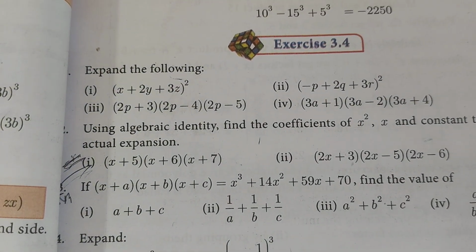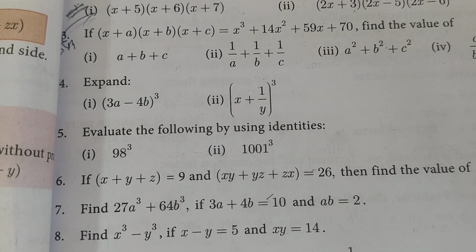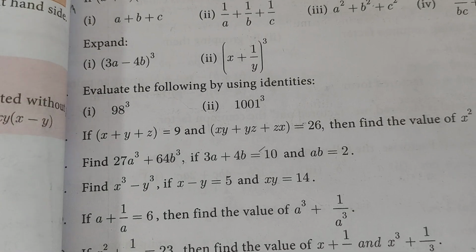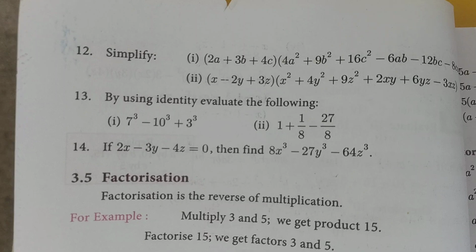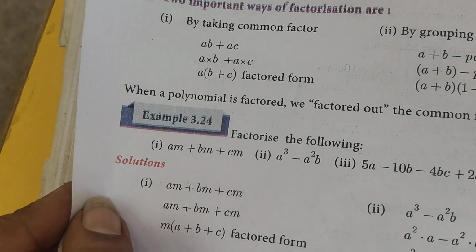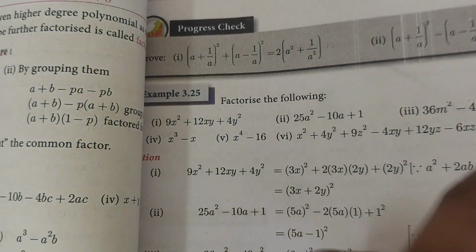Then exercise 3.4: the first sum, just revise. The third one, just revise. The fourth one is important. Fifth one, the first and second sum, any one sum they ask in the examination. Remaining sums, just revise. Then the last, the 13th sum, is very important. Next example 3.24, this question just revise, factorize model.